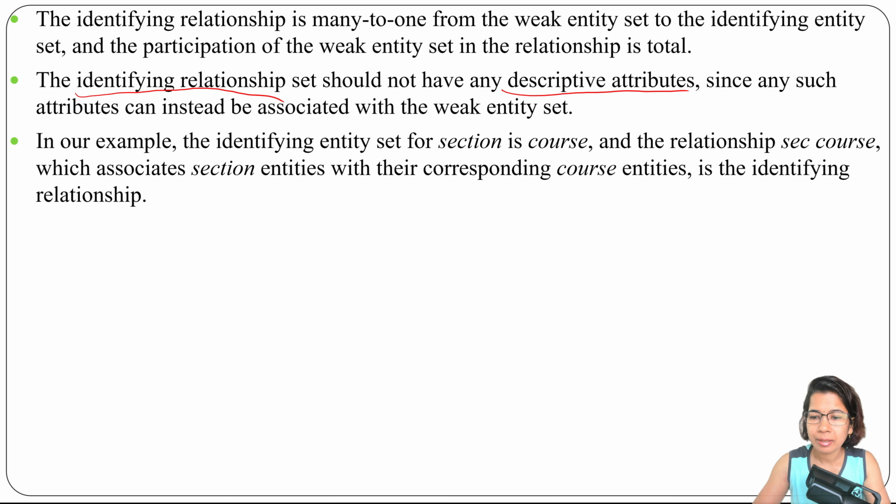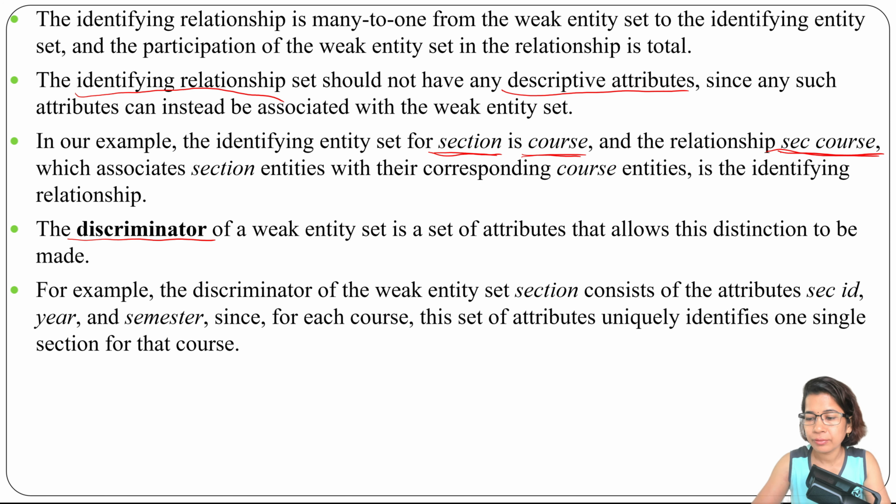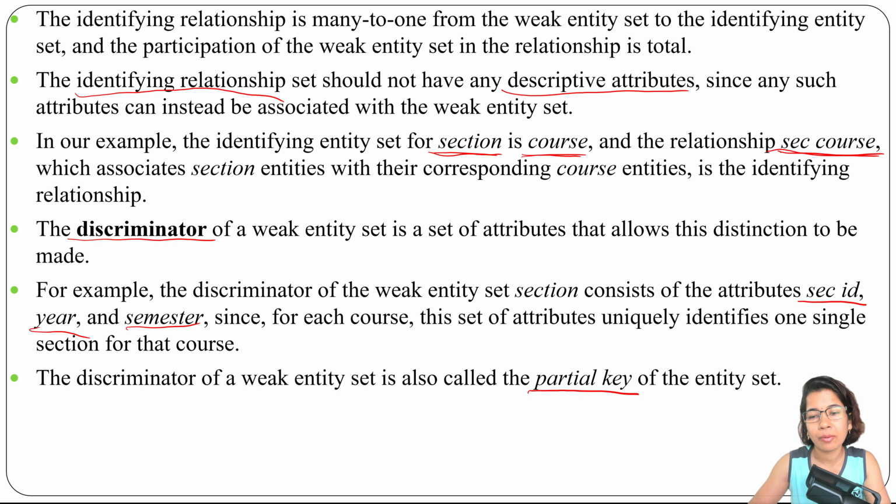So in our example, section is the weak entity and course is the owner entity set. So section is related with course by the section course relationship. So section course is the identifying relationship, section is the weak entity and course is the owner entity. And the attributes of a weak entity are called discriminators. So in our example, section ID, year and semester are called discriminators. And the discriminator of a weak entity set is called the partial key of the entity set.